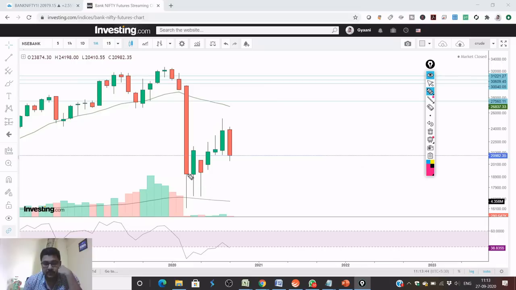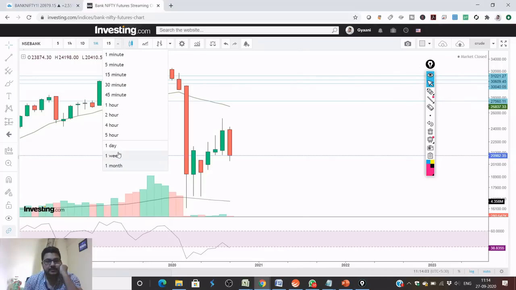So we have to watch out for these levels. I am expecting Bank Nifty to either open in this range and drop down further, or it can also open gap down, depending upon the conditions on the board. So let's analyze this on a weekly time frame now.